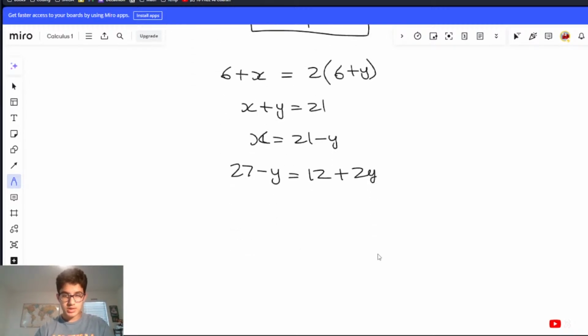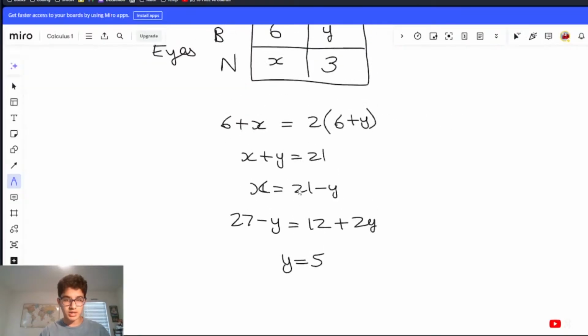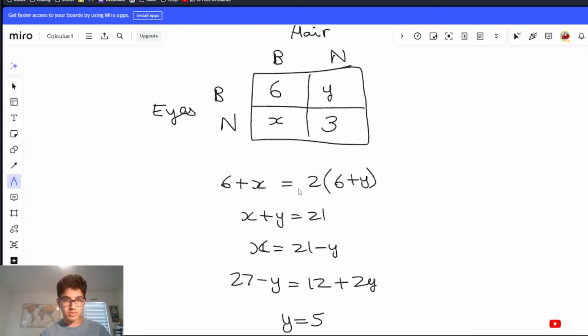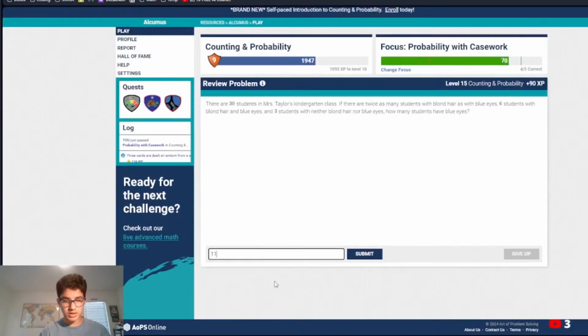Now we just simplify this a bit. So y is equal to 5. We can solve that. Okay, so y equals 5, x is then equal to 16, obviously. How many students have blue eyes? That's what they're asking us. So it'll be 11, and that's our final answer.